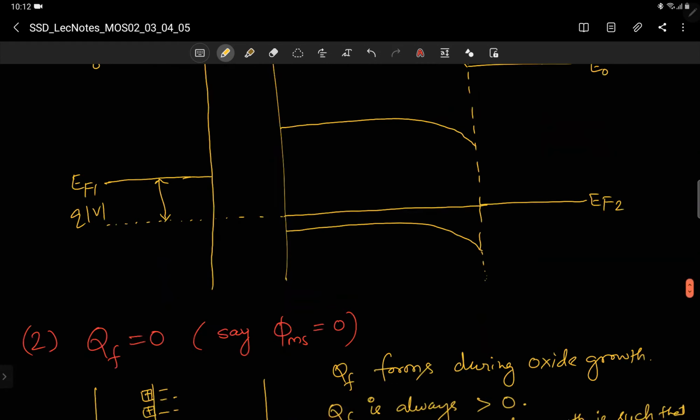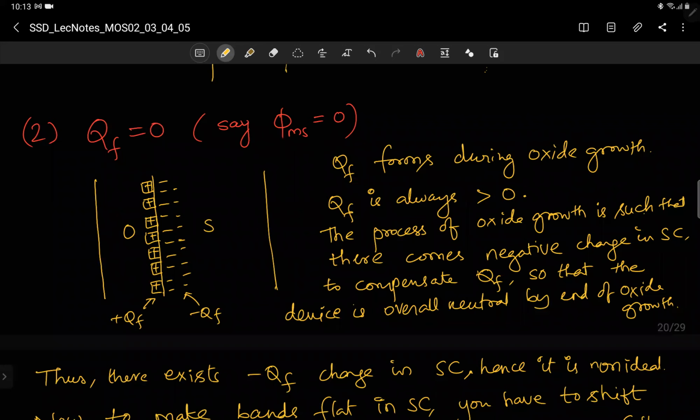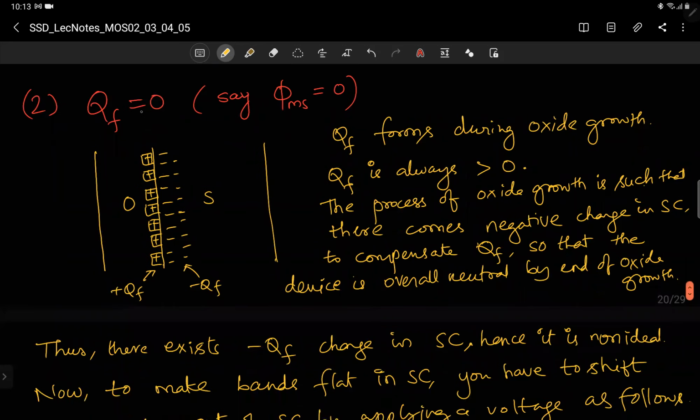So coming to QF equal to 0 case, and let us say phi ms is 0, just to understand things one by one. So what is this QF? It is called fixed charge. It exists at the oxide semiconductor interface and it is always positive. Okay, so fixed charge is forming actually during the oxide growth.